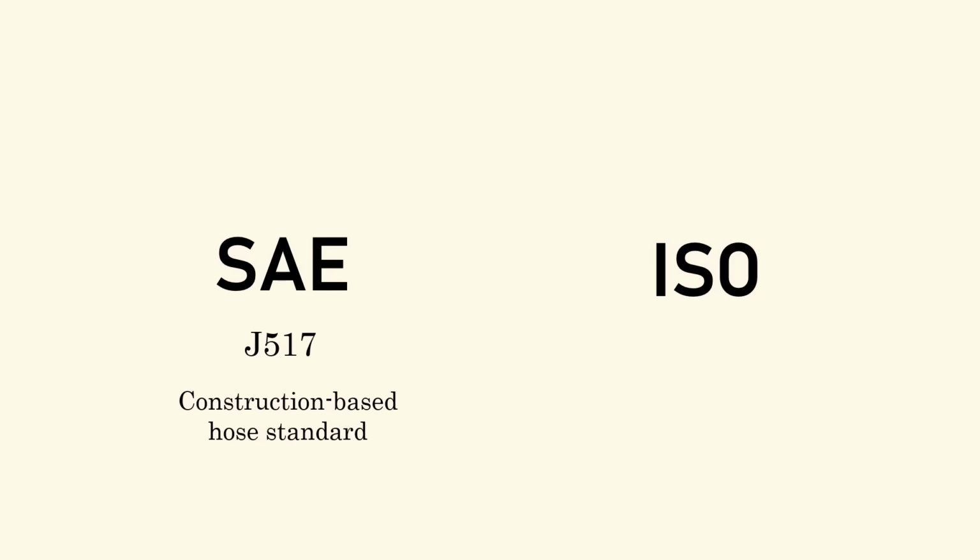Most manufacturers follow two different standards. One is SAE and the other is ISO. Now under SAE, J517 is a construction-based hose standard. That means it defines how the hose is built.